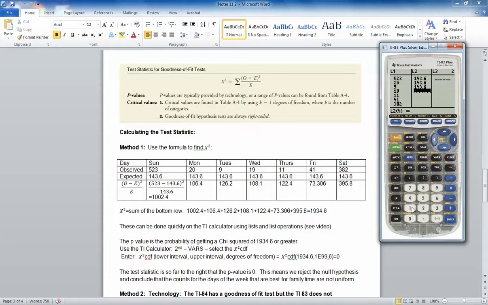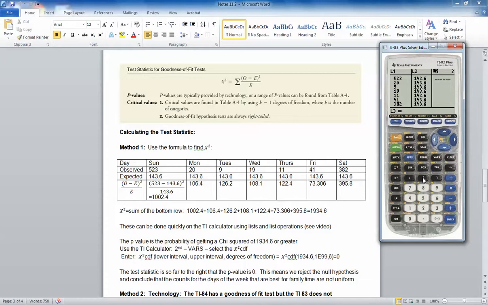So we get all of those typed in. Almost there. There we go. We've got our 7 values. Then in list 3, instead of hand calculating each of these, taking observed minus expected, squaring the result, and then dividing by this, you can go up to the top of L3 and type in a formula.